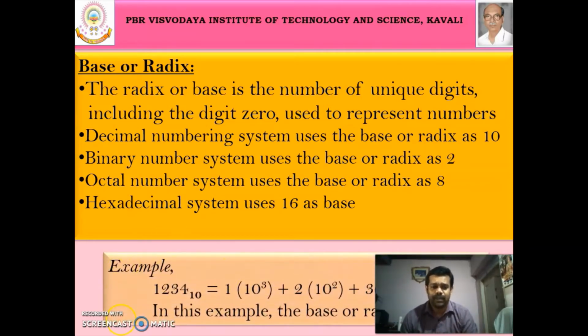Example. Now this 1234 to the base 10. The decimal number system, in decimal number system we are using the base as 10, and we will be using the numbers from 0 to 9.